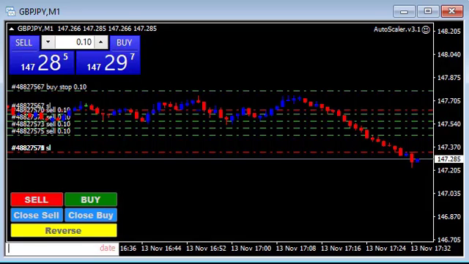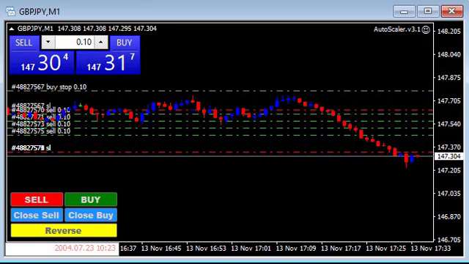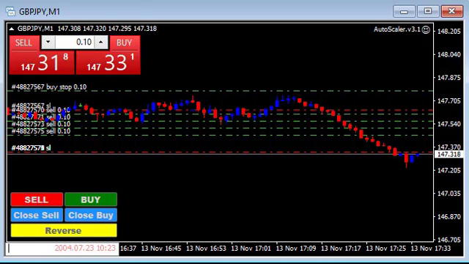Now, you do have to have the platform open for this to happen. You can't just shut everything down and hope for the best. You do need to leave the platform open when you have your trailing stop going. And now we're going to move up. We're going to take it out. All 4 trades would have gone out in profit.